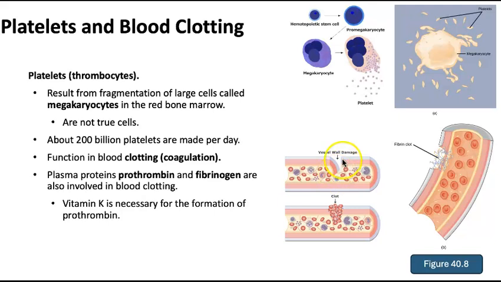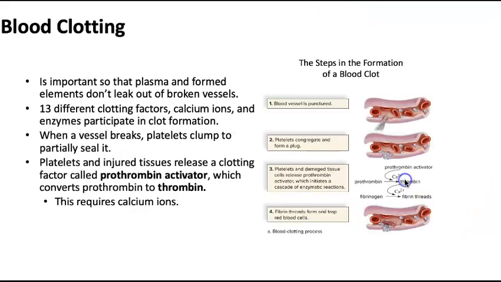And this is just a vessel wall that's damaged, and here we are showing you the clotting process where we have fibrinogen turning into the fibrin fibers and catching all of the red blood cells to form that clot. Now we need to do that to make sure that our plasma and formed elements don't leak out of our broken vessels. There's actually 13 different clotting factors, our calcium ions and enzymes that work together to create a clot.